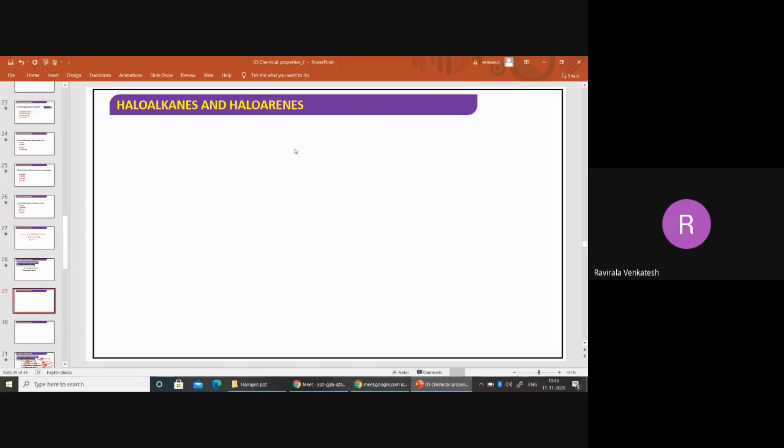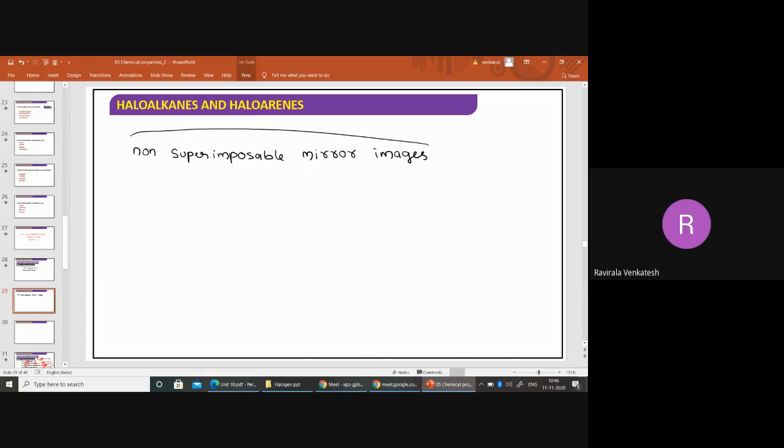What is an enantiomer? Generally, what is the meaning of enantiomer? It's very simple. Non-superimposable mirror images. These are called enantiomers. In examination, you may get a definition like this.